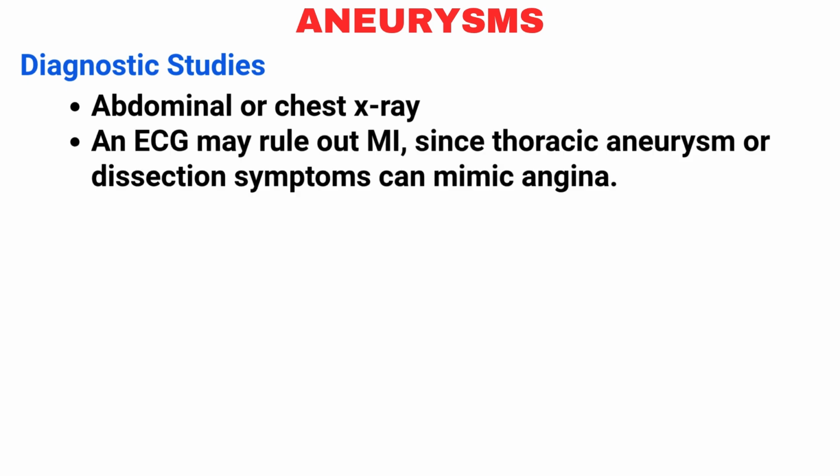How to diagnose aneurysms? Abdominal or chest X-ray may show calcification that outlines the aneurysm. Chest X-rays may reveal abnormal widening of the thoracic aorta. An abdominal X-ray may show calcification within the aortic wall. An ECG may rule out MI, since thoracic aneurysm or dissection symptoms can mimic angina. Echocardiography assesses the function of the aortic wall.